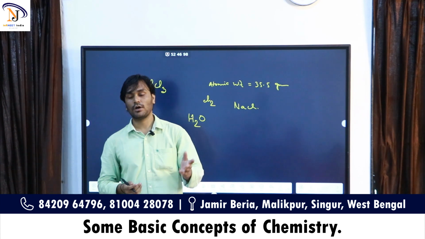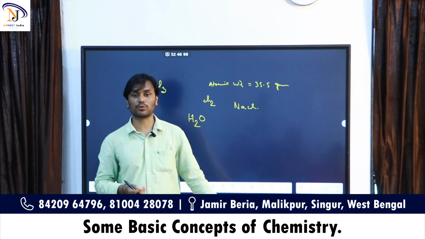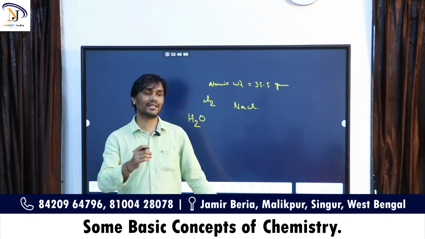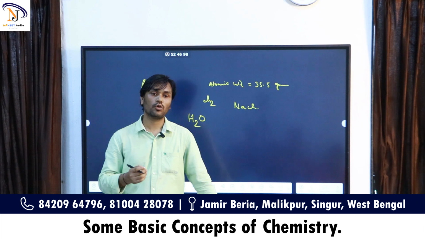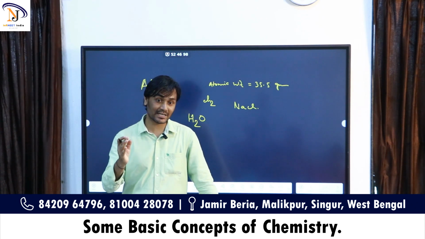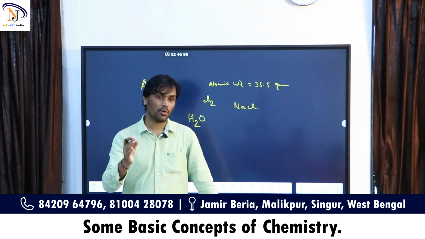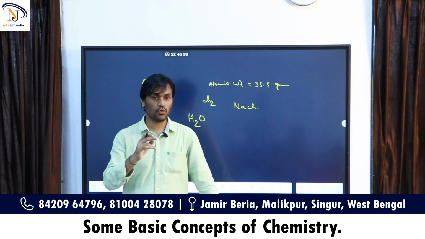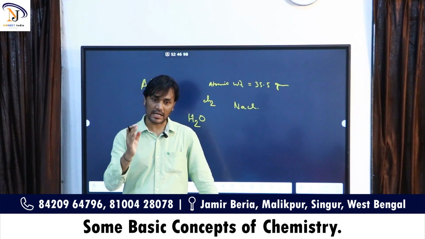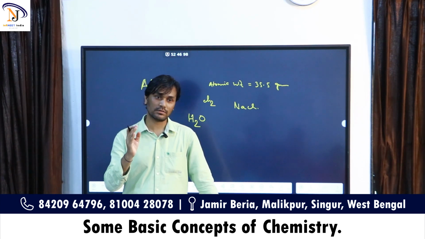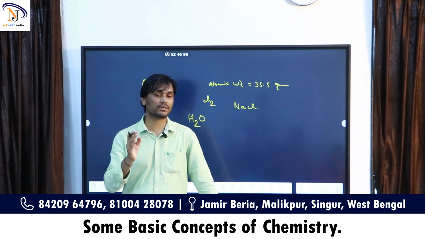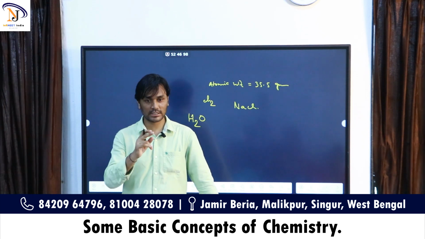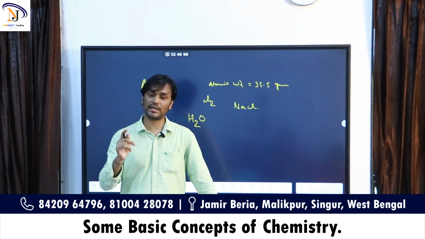For example, oxygen. We know the atomic number of oxygen is 8. Its electronic configuration is 2, 6. So the last shell has 6 electrons. What is the number of electrons it requires to fill the octet? 2 electrons, 6 plus 2. That means its valency is 2.